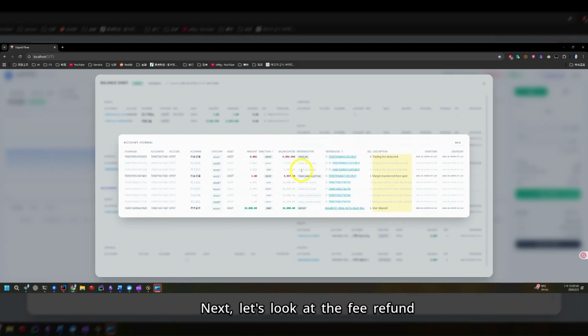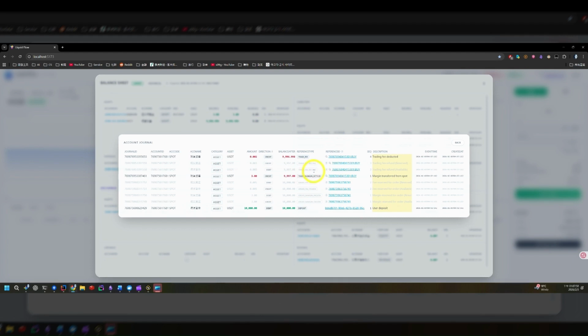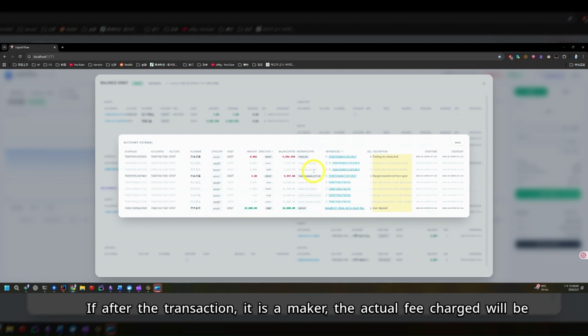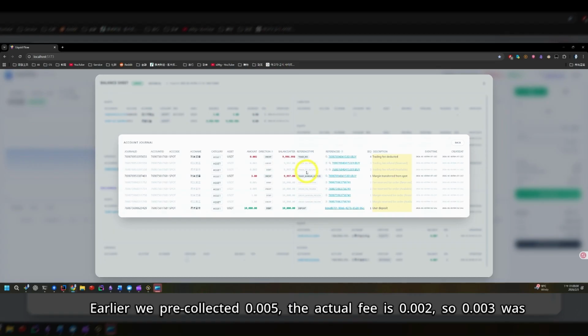Next, let's look at the fee refund. The fee refund is because when we place an order, the fee is charged at the highest rate. If after the transaction it is a maker, the actual fee charged will be lower and the difference will be refunded. Earlier, we pre-collected 0.005. The actual fee is 0.002, so 0.003 was refunded.